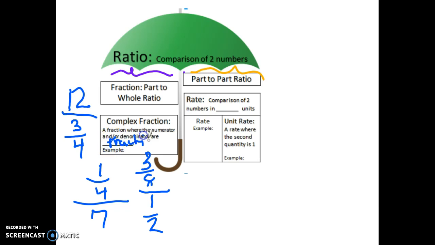To deal with complex fractions, you just need to remember that this line means divide. So this is really 12 divided by 3/4. And this line means divide. So that is really 1/4 divided by 7.